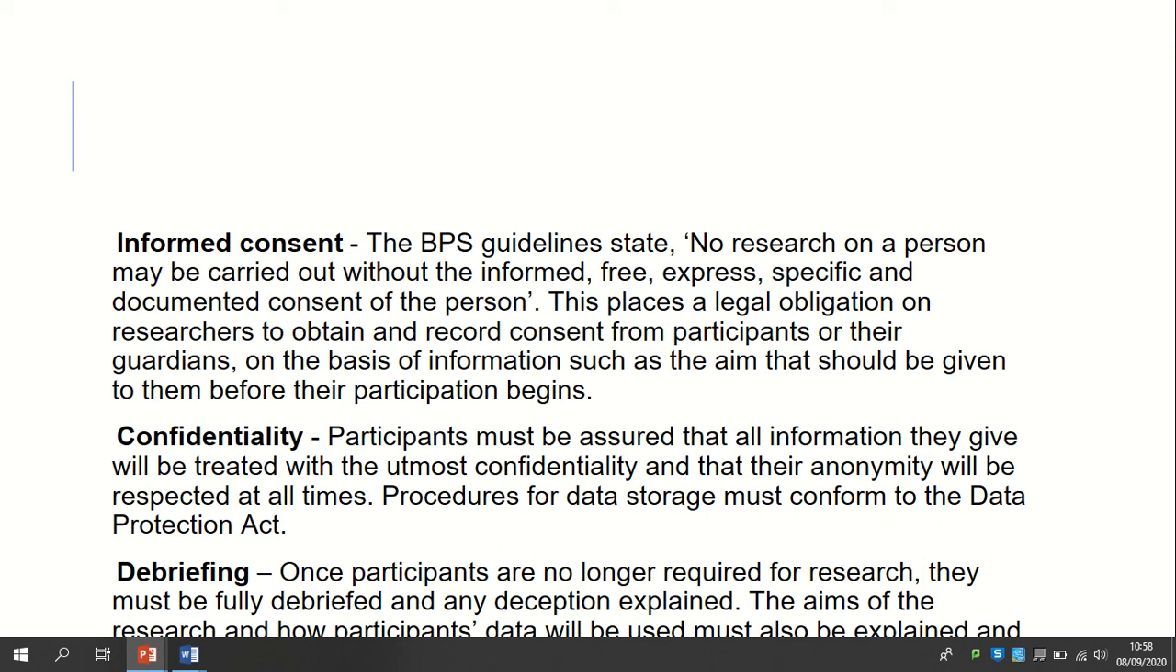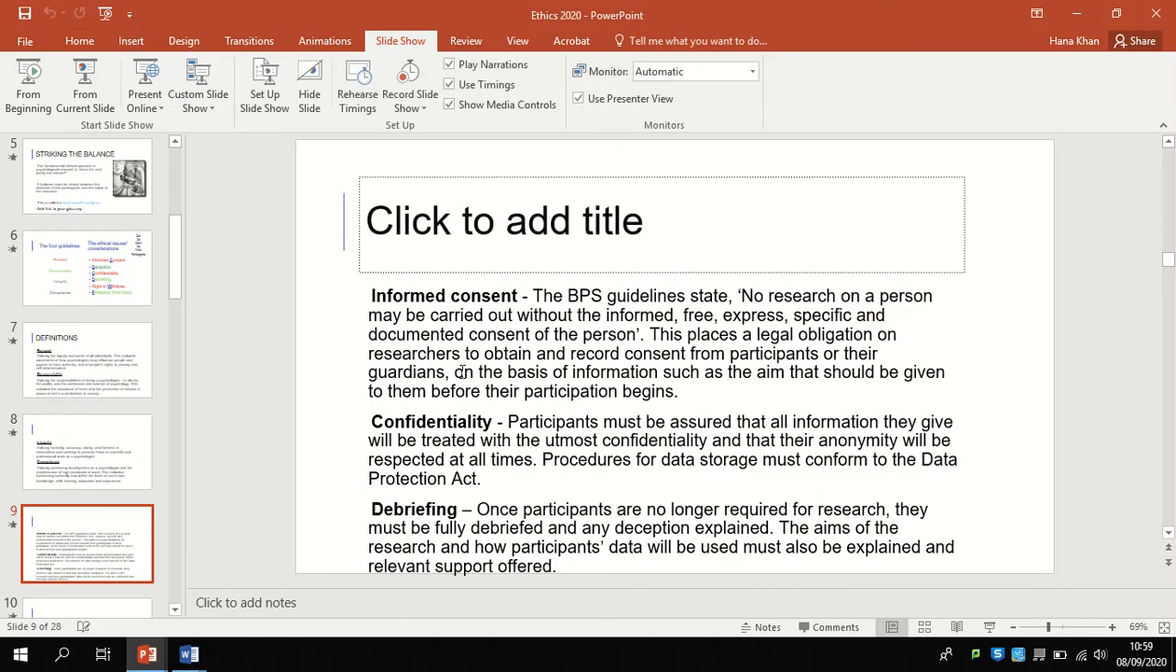So usually that's done by not taking participants' names down, for example, or giving them alternative names like participant 1, participant 2, participant A, participant B, or just taking their initials, just so that they're not able to be identified if the research was to be published. The next one we have is debriefing.